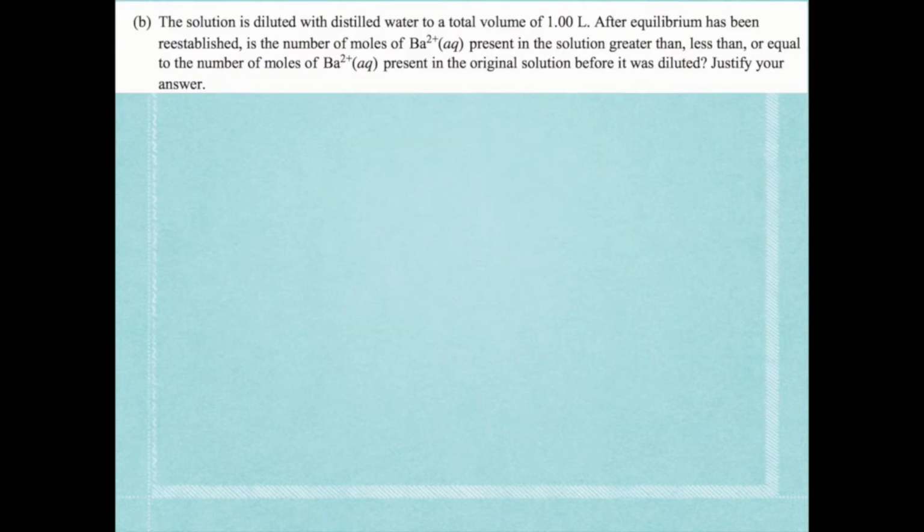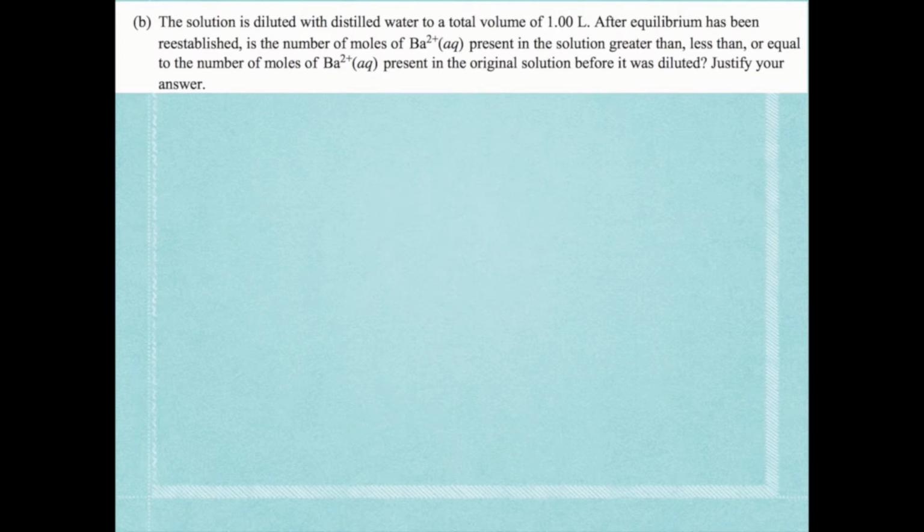In part B, it says the solution is diluted with distilled water to a total volume of 1 liter. After equilibrium has been reestablished, is the number of moles of barium present in the solution greater than, less than, or equal to the number of moles of barium ions present in the original solution before it was diluted? Since I am diluting the solution, I need to be thinking about Q and K in this situation.